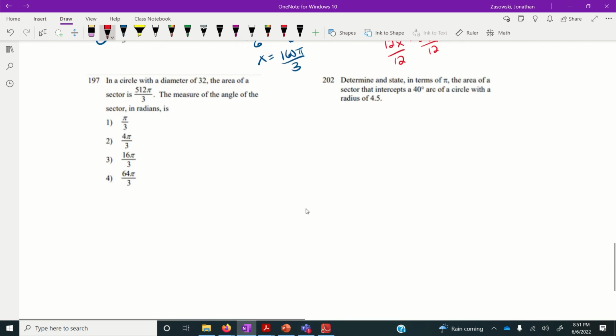Okay, we're going to do 202 first, and we'll come back to 197 because it has that radians again. So try 202 first, and then we'll take a look at it.